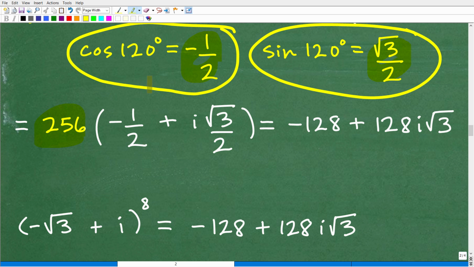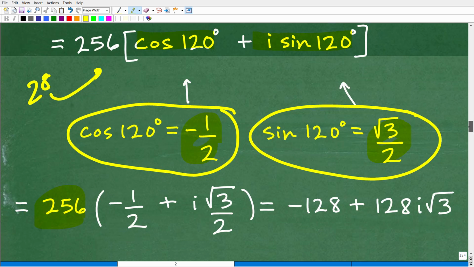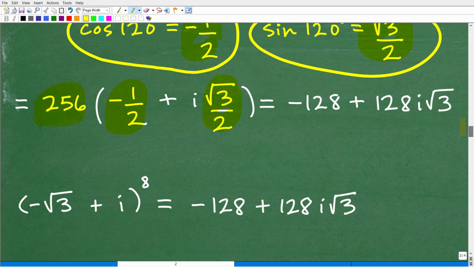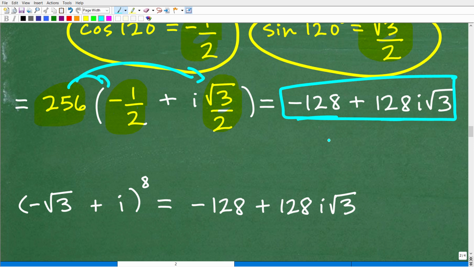Okay, so that's going to be 256. Again, we're going to replace the cosine 120 with this, so that gives us negative 1/2 here. And then i sine 120, the sine of 120 is this value, so that's going to be square root of 3 over 2. Okay, so now let's just go ahead and apply the distributive property here. We'll take this, multiply it by this stuff. So negative 1/2 of 256 gives us negative 128 plus 128 right here, because this 2 goes into that. I'm pretty sure you could do this basic multiplication. i square root of 3. Okay, so here is our answer.